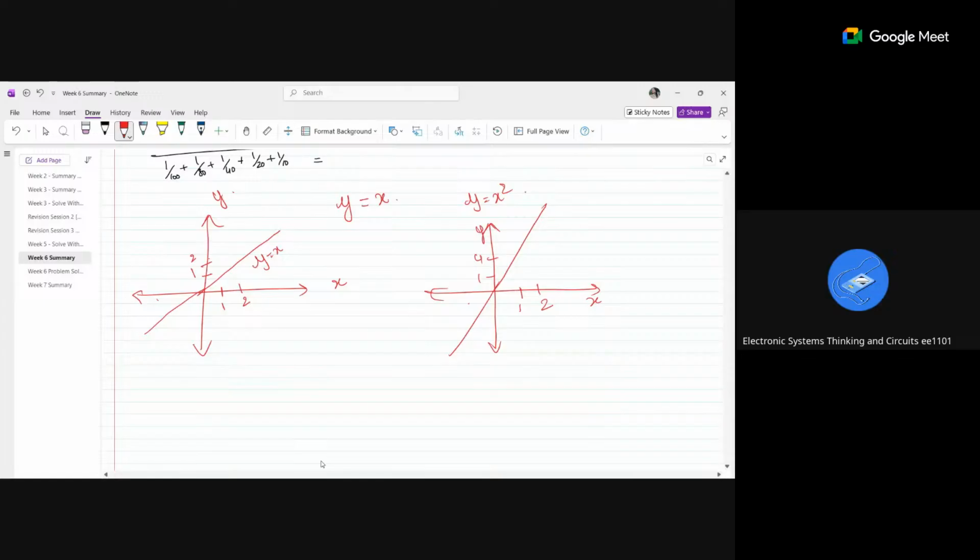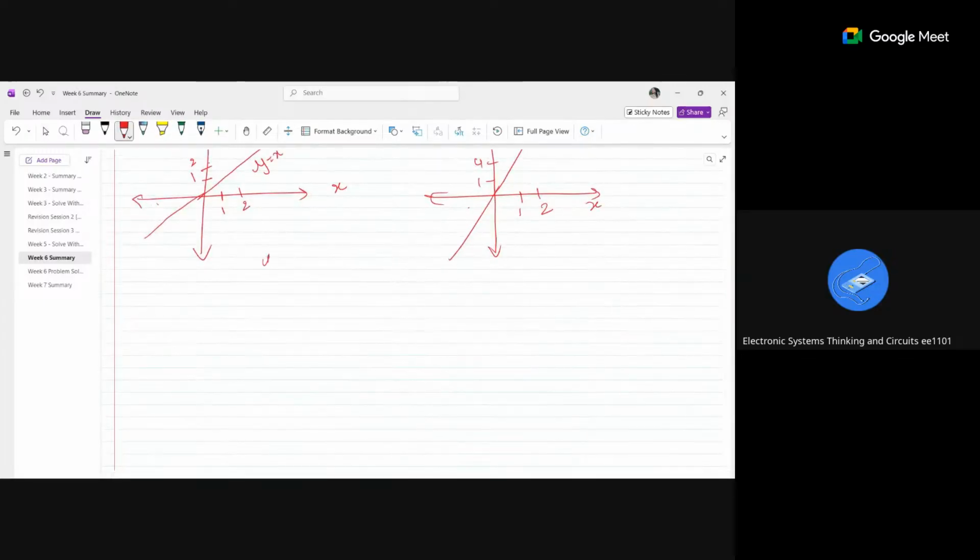Similarly, y is equal to e power x is also a function. It is e to the power of something. Yes. Okay. And it will be increasing like this. So e power x is a mathematical function.